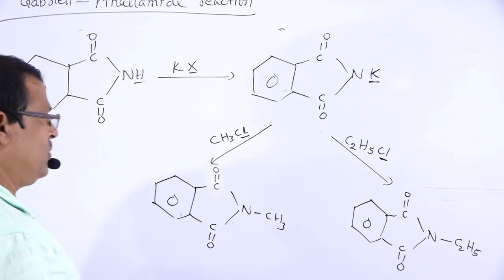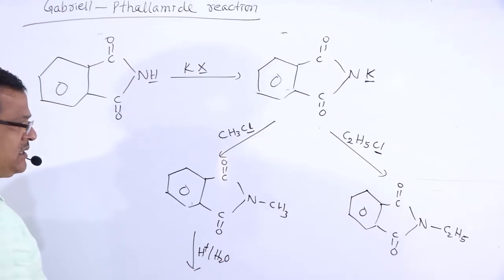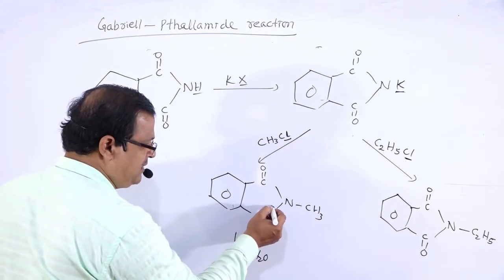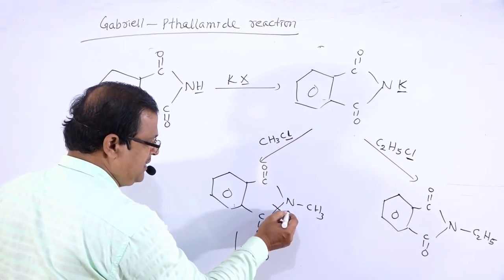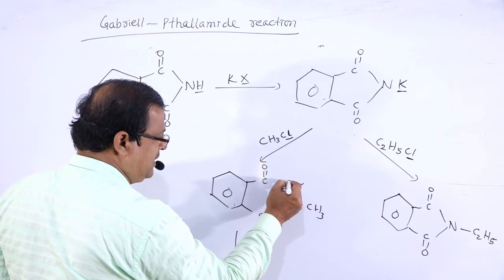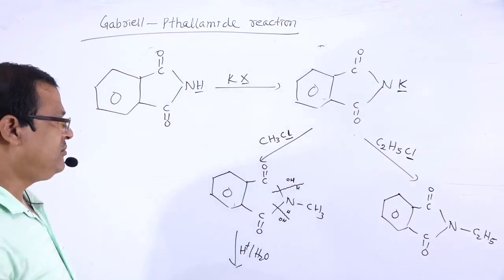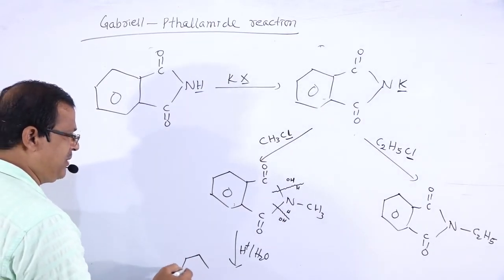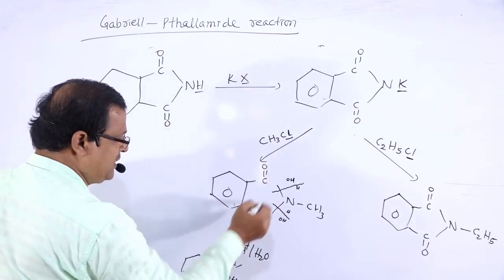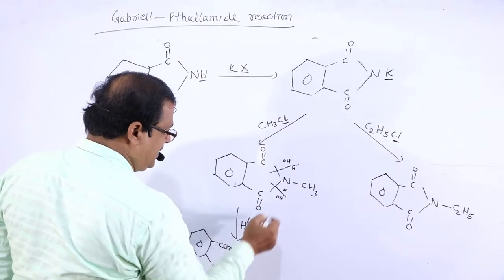Whenever this compound is subjected to hydrolysis, this bond will break by the addition of OH and H. Then what will be the product? There is the formation of a benzene ring that contains COOH, plus CH3NH2.